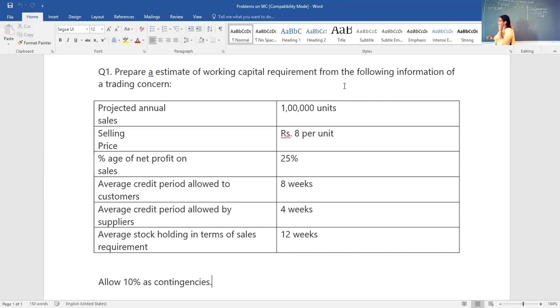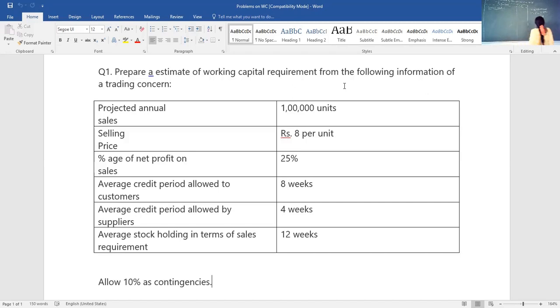But in order to calculate working capital requirement, I just need the cost information and I do not need profit. Please concentrate. The selling price of the product that the company manufactures is rupees 8 per unit. So when you say selling price includes cost, tax, and a percentage of profit. Whenever you say MRP, what does MRP include? It includes the cost of manufacturing the product. It includes the taxes that you are paying, and it also includes a percentage of profit that the manufacturer earns.